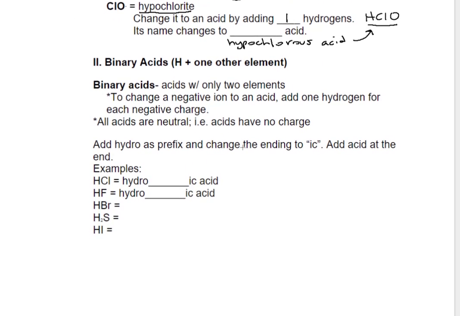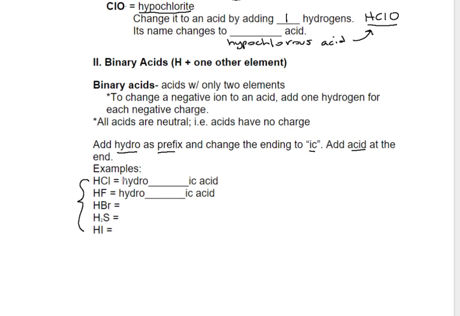Down here, this is a little bit different. Naming binary acids is actually a little bit easier. There are only about 6 binary acids. This is almost all of them that you find on the periodic table. And you are going to add the prefix hydro out in front, and then we drop the ide ending and change it to ic, and then add the word acid at the end.